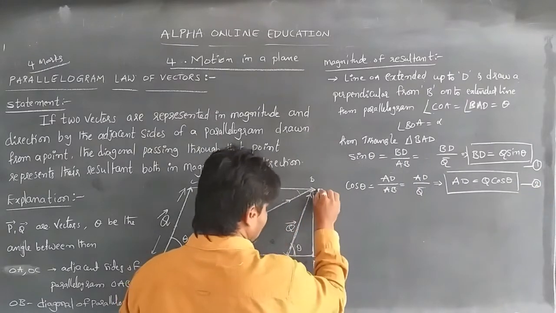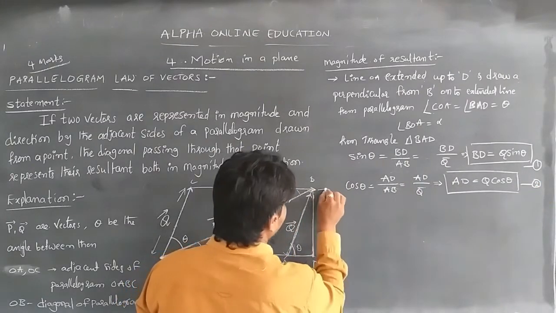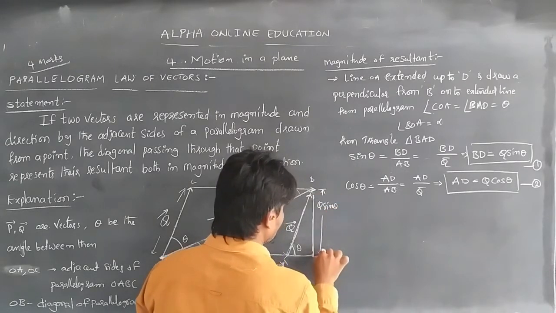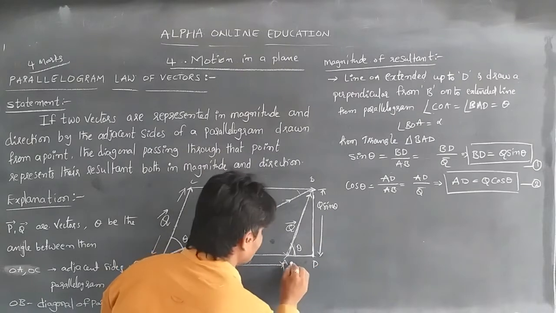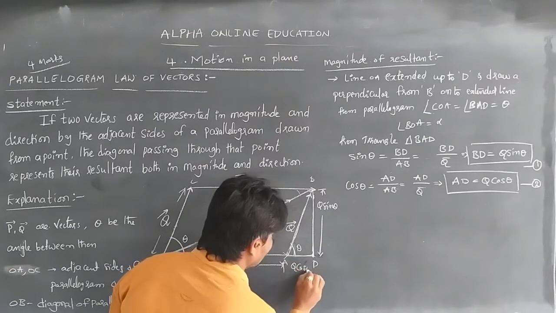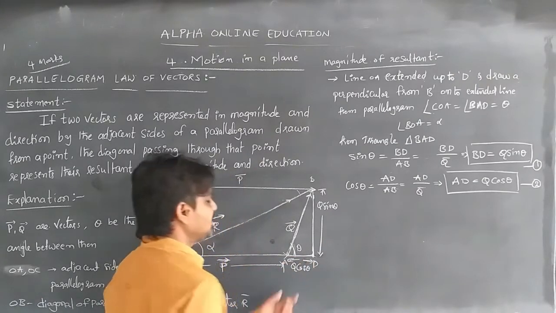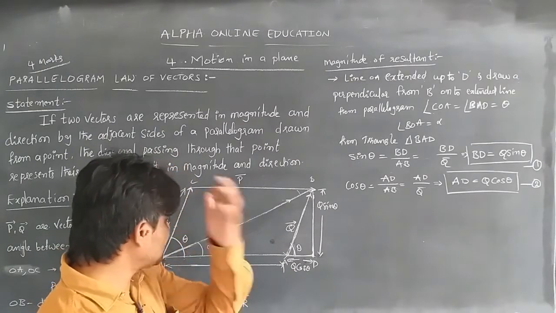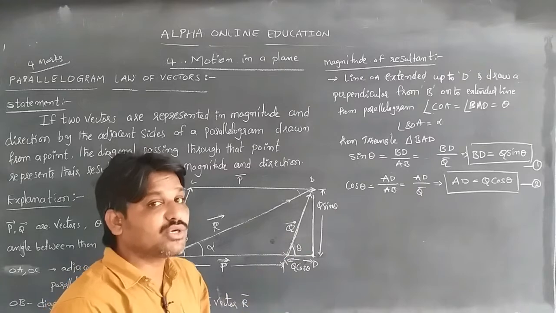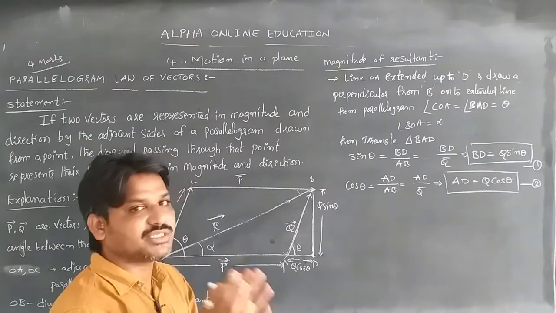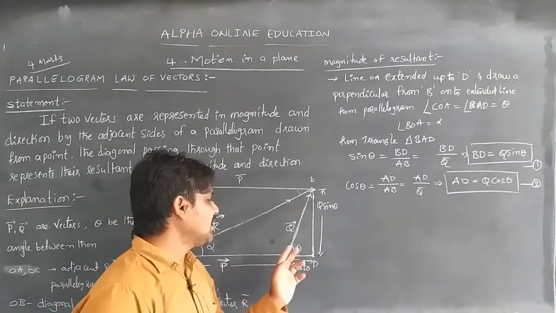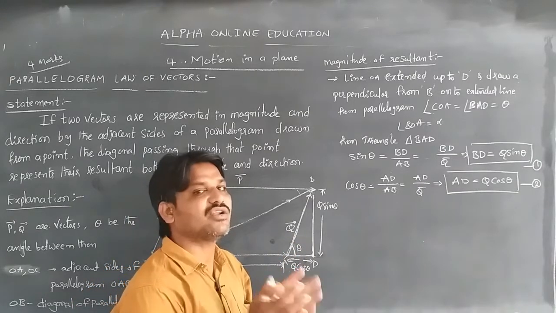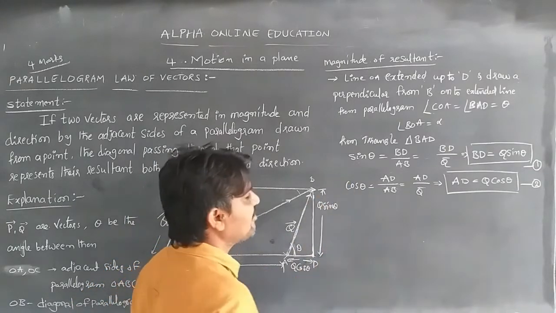What we have is that BD is equal to Q sin theta, and AD is equal to Q cos theta. So these are the values of Q sin theta and Q cos theta. By taking these values, we have resolved the vector Q bar into rectangular components. So that's why we can get these values.